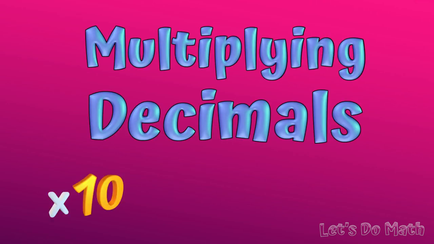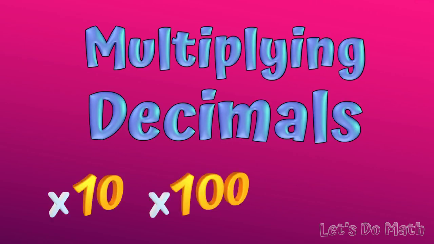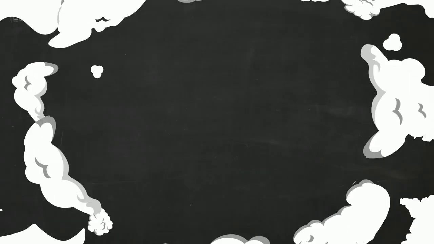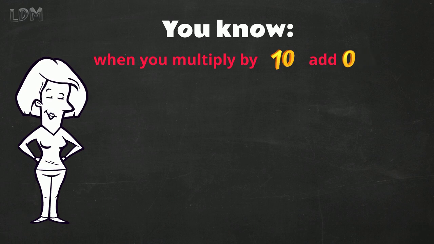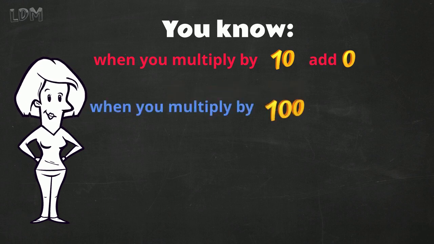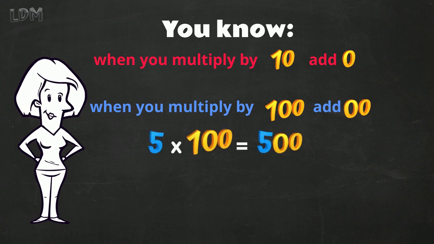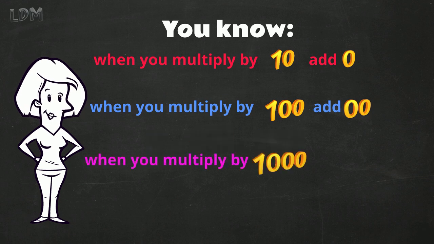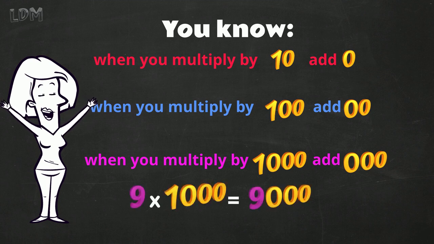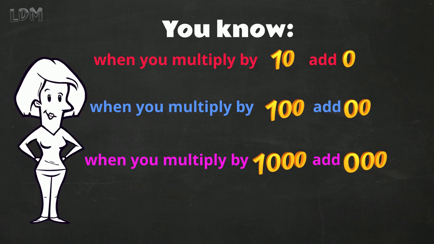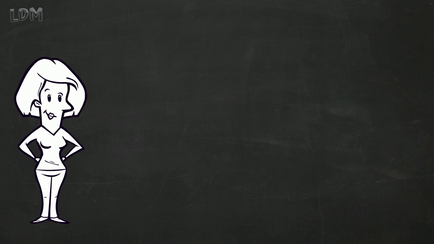Multiplying decimals by 10, 100 and 1000. You know when you multiply a number by 10, you add a 0. When you multiply by 100, you add 2 zeros. And when you multiply by 1000, you add 3 zeros. Now let's see how that works when there's a decimal involved.